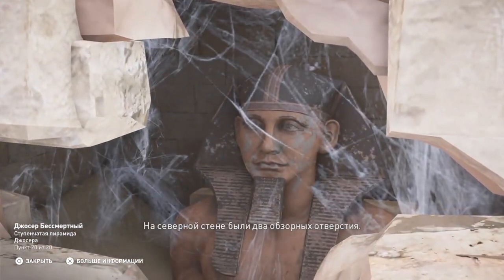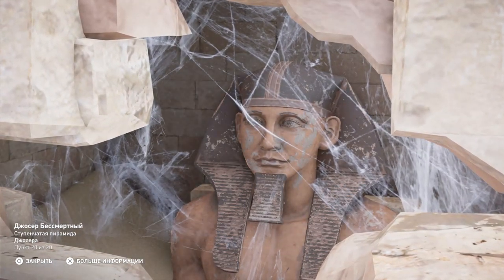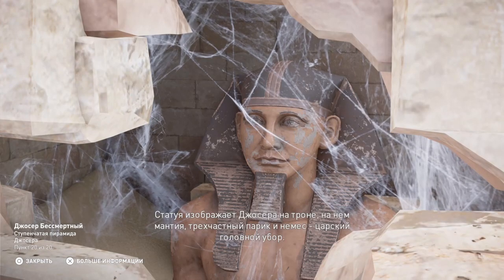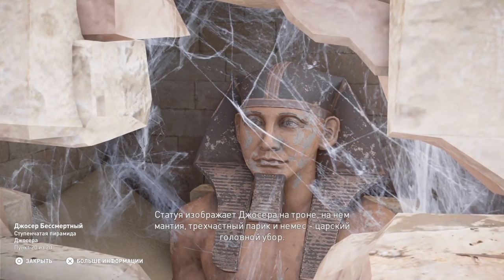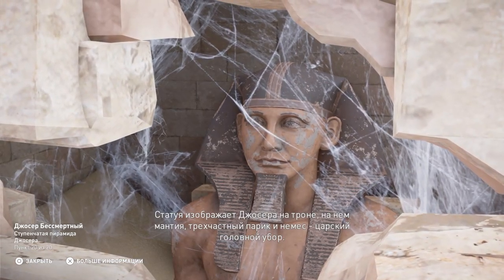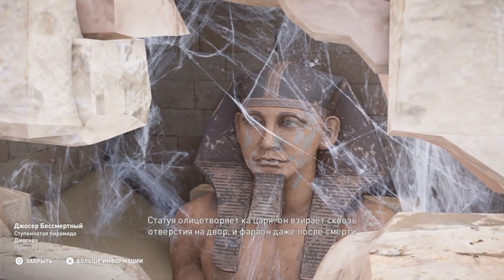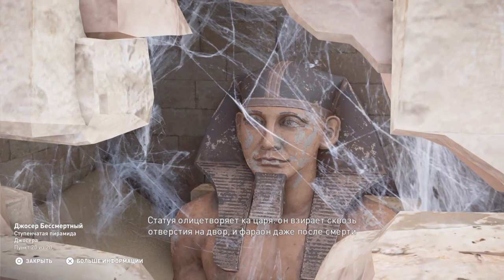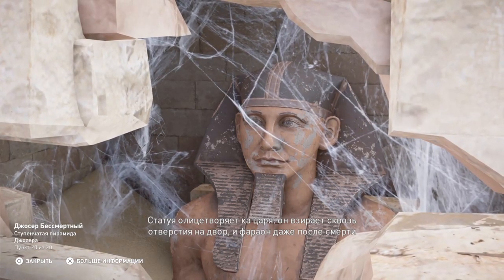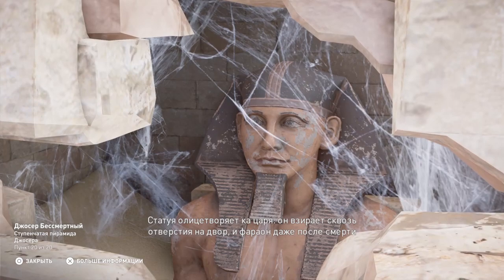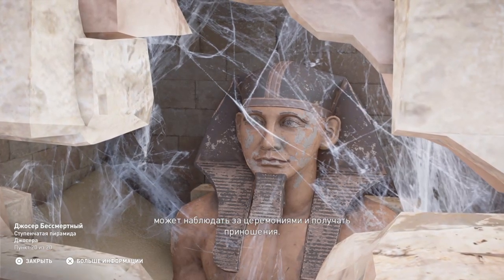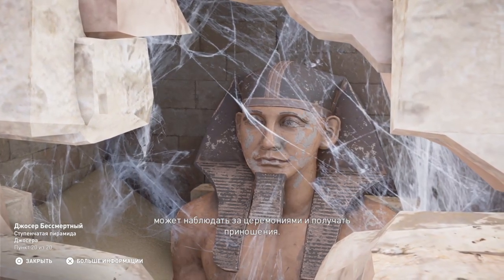The north wall has two observation holes. A statue of Djoser is seated on the throne, wearing a mantle and a tripartite wig with a crown known as a Nemes. Representing the king's ka, this statue looks through the observation holes into the courtyard, enabling the king to observe the ceremonies and receive offerings in the afterlife.